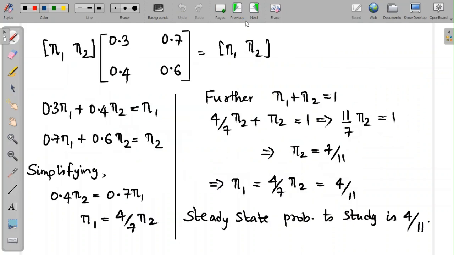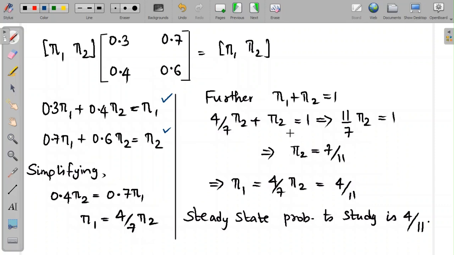So applying this condition to the transition probability matrix that we defined, we arrive at two equations in terms of phi 1 and phi 2. This is simple matrix multiplication. 0.3 phi 1 plus 0.4 phi 2 is phi 1 again. And 0.7 phi 1 plus 0.6 phi 2 is phi 2 again. Simplifying, we see that phi 1 and phi 2 are connected by this equation: phi 1 is equal to 4 by 7 times phi 2. And we know that their sum is 1.